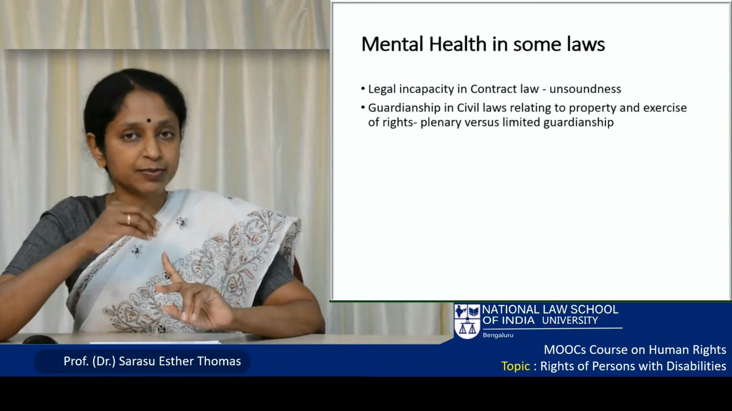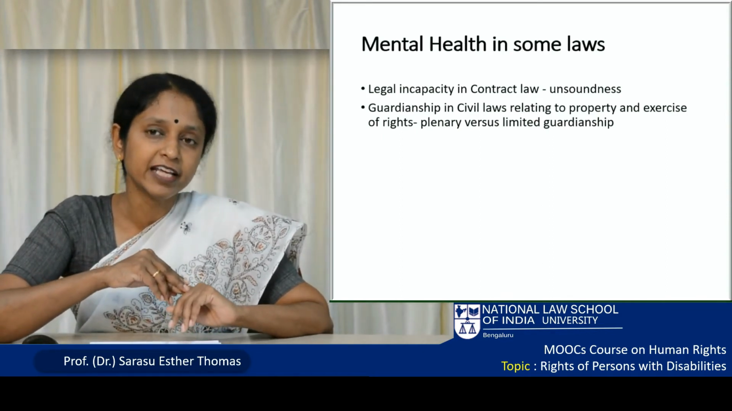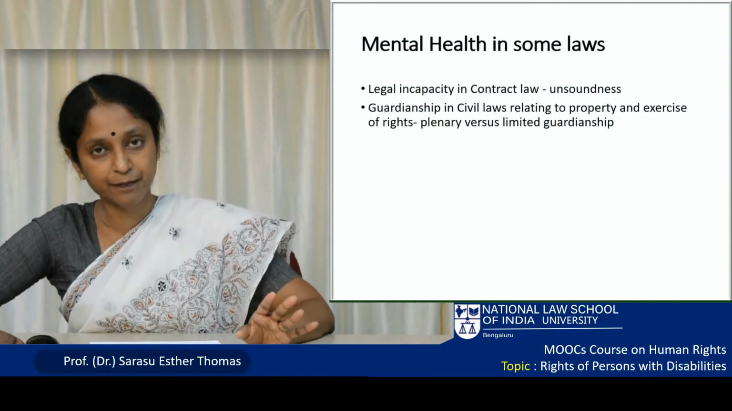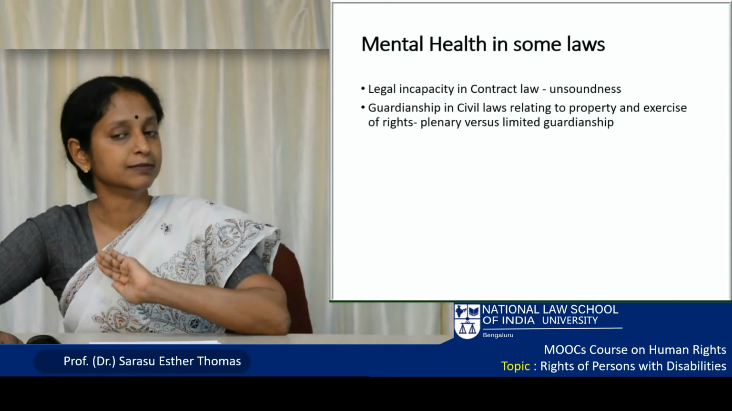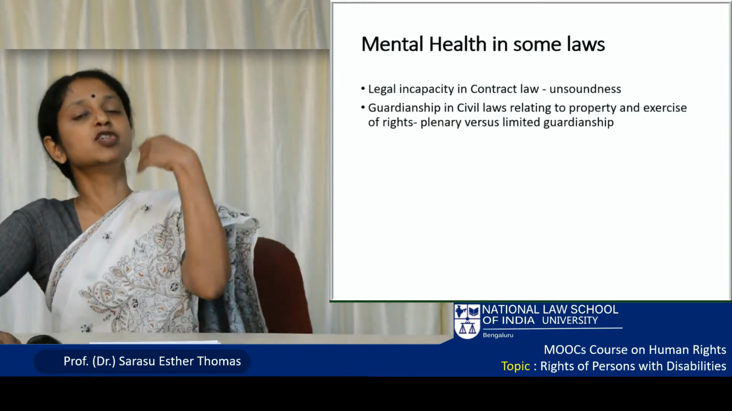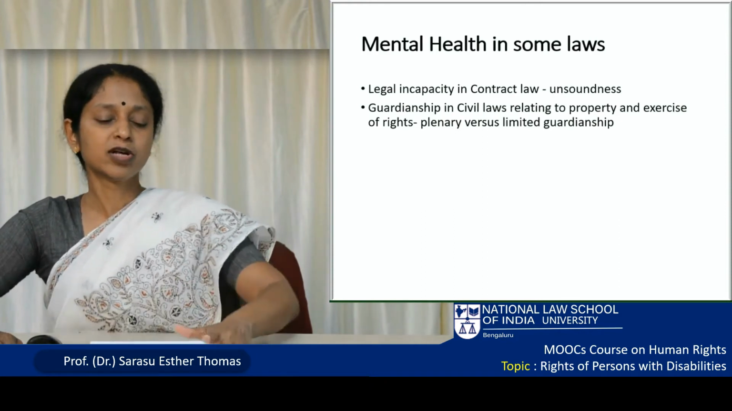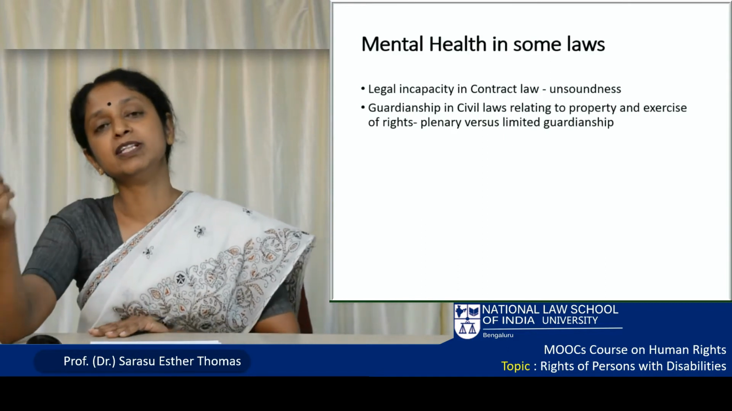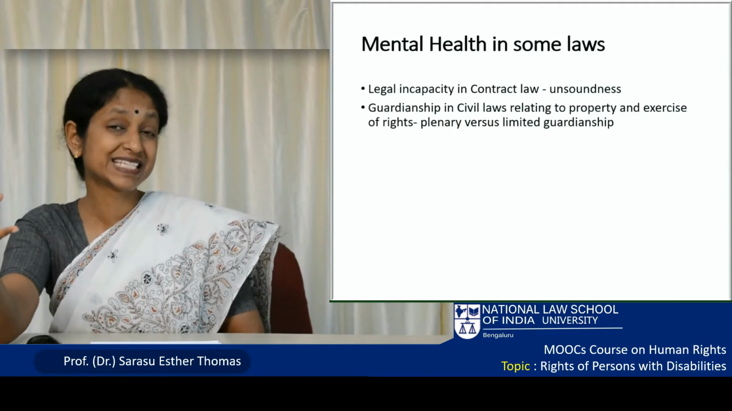The earlier model of disability was plenary guardianship, which meant that the guardian does all the planning for this person with mental disability. The guardian makes all the decisions on behalf of the person, and the person has no role to play in decision making. So the decisions of the guardian are presumed to be the decisions of the person with disability. Now, this model is not a very good one because it substitutes one person's judgment for the judgment of the person with disability, regardless of the extent of that disability.